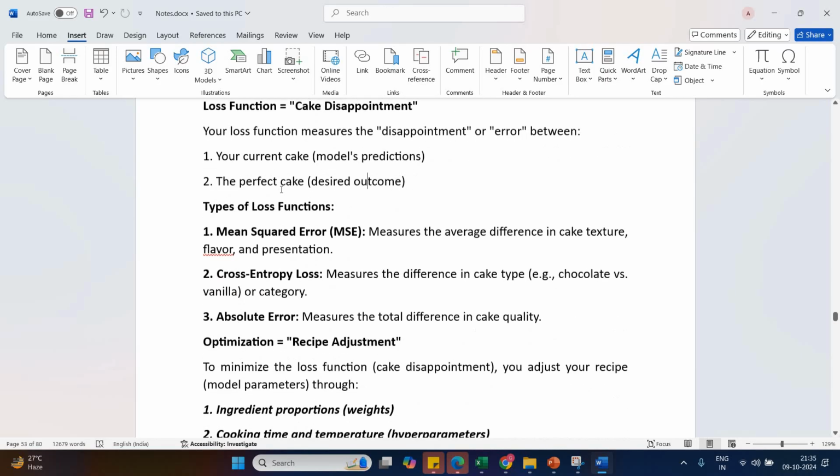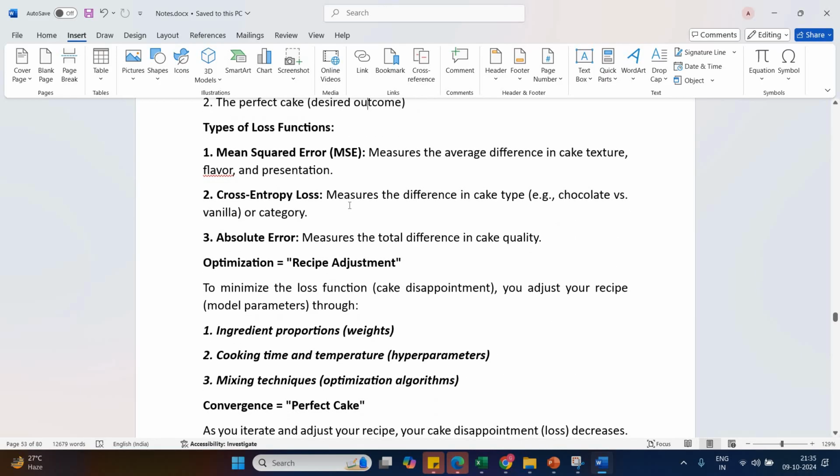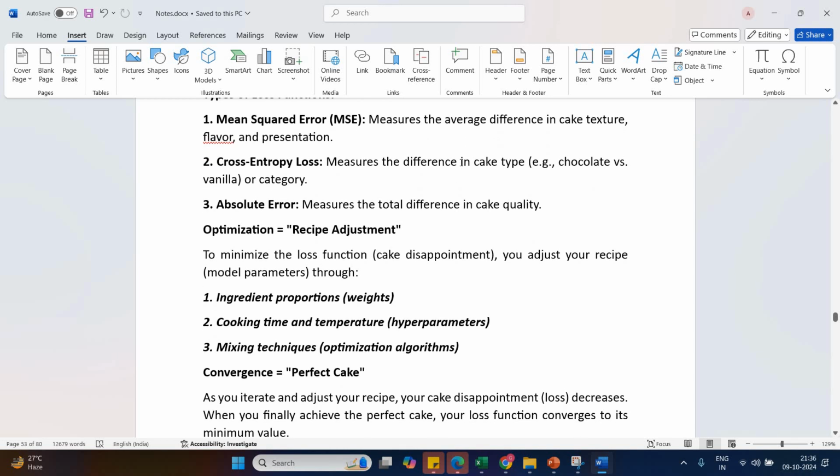It's really simple. Now come to the types of loss functions. How many loss functions are there? One is mean squared error, right? It measures the average difference in cake texture, flavor, and presentation. So this will be the average difference. Mean squared error is the average difference in the cake texture, flavor, and presentation.